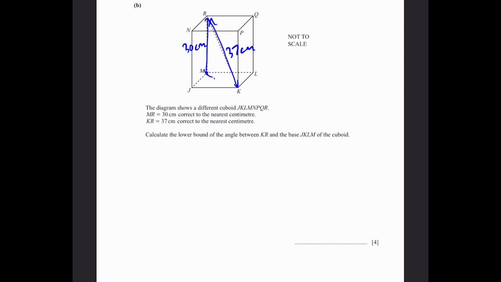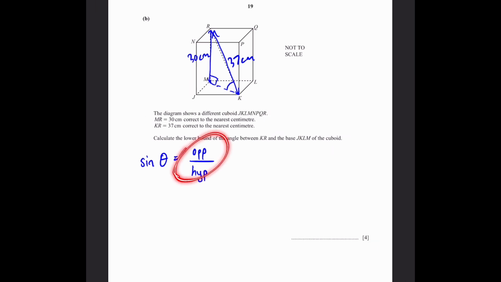So first, we can take this diagonal of the base to be the third side of the right angle triangle over here, and the angle between KR and the base is this angle, which is in fact the opposite when comparing with the side MR. So we can use the sine formula. Sine theta equals opposite by hypotenuse. So now we can substitute values for opposite and hypotenuse.